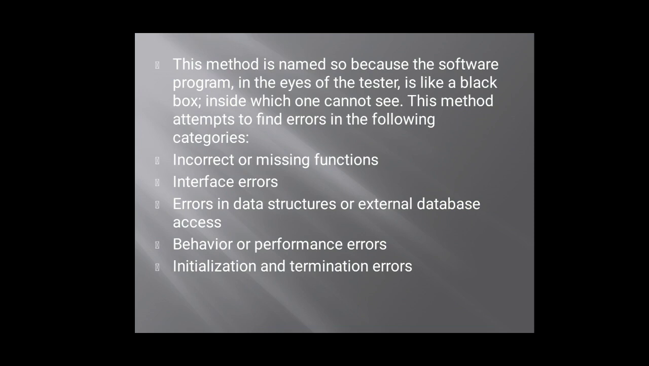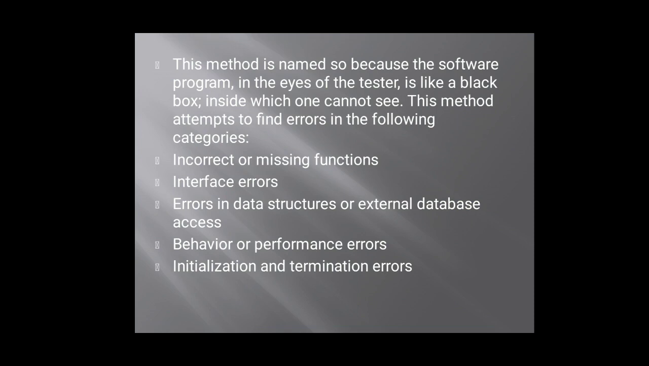The first one is incorrect or missing functions. If any function is missing or has an incorrect value, then the test case for black box testing is done. Interface error: the interface is what is visible to the user in that particular form. If there is some error, that is called an interface error. Errors in data structures: the formulas and algorithms applied for the data structure. If there is some problem in those formulas, then they are corrected.